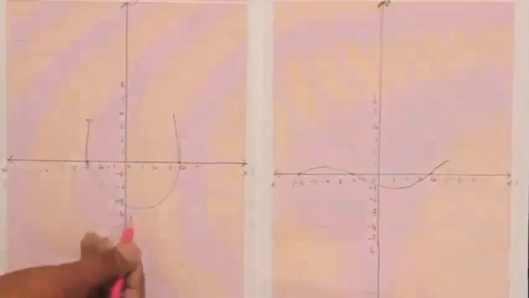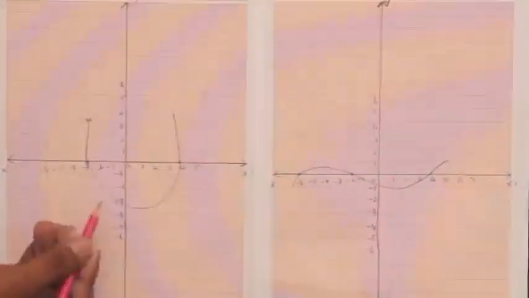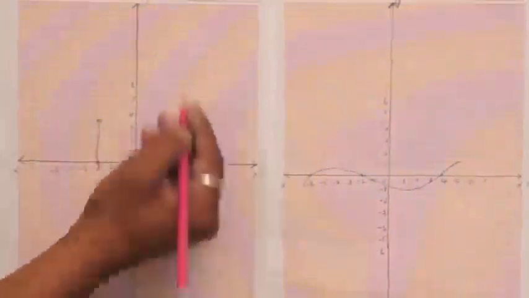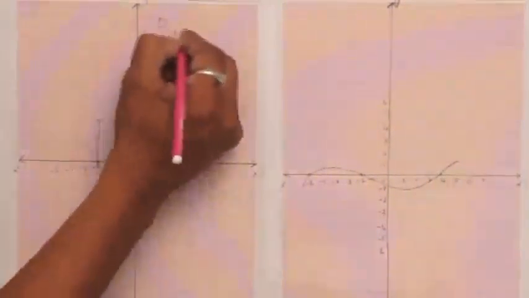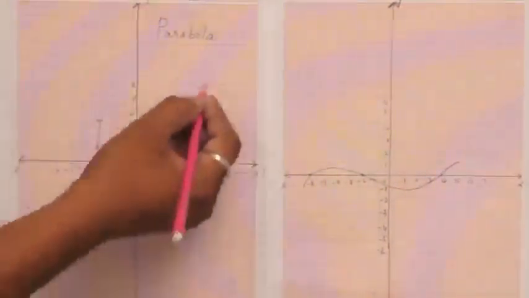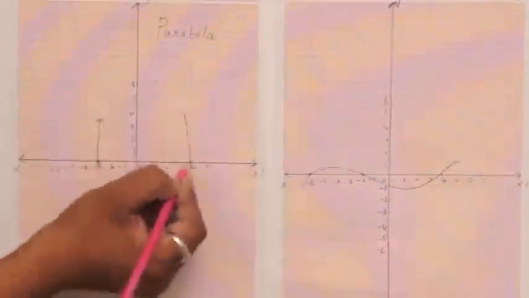Let us take some more examples to find the number of zeros in the given two graphs. The first graph is a U-shaped curve. This U-shaped curve is called a parabola. This parabola cuts the x-axis at 2 points. Therefore, the number of zeros of the given graph is 2.